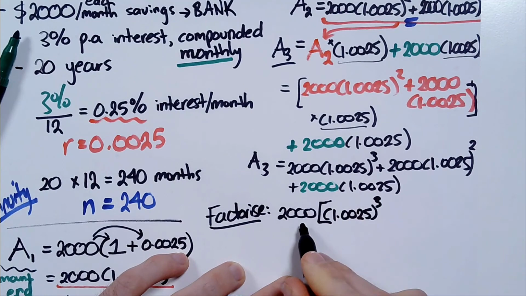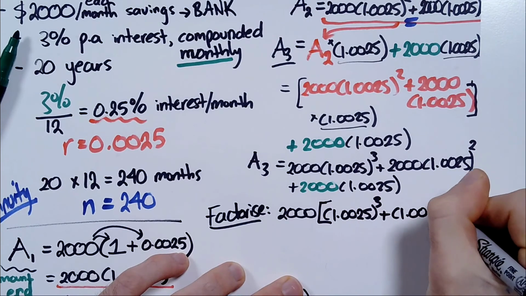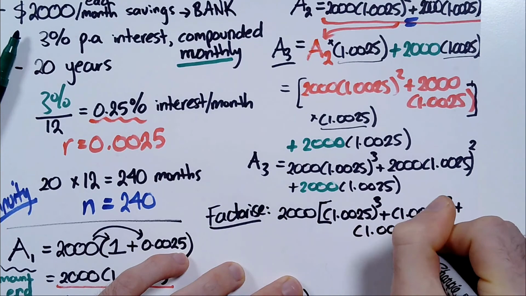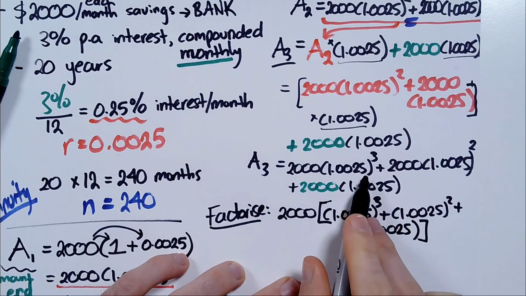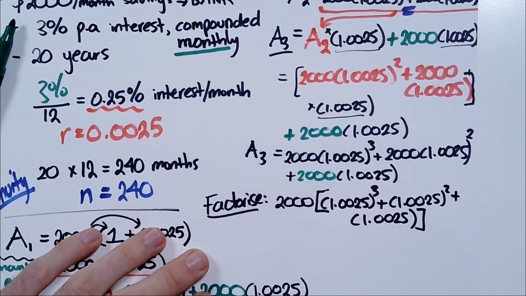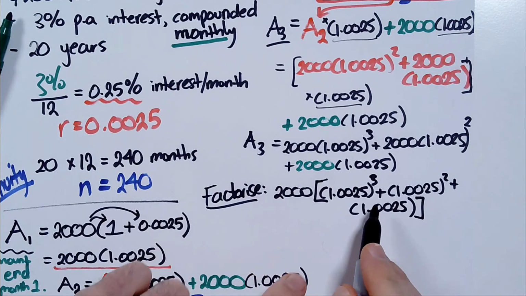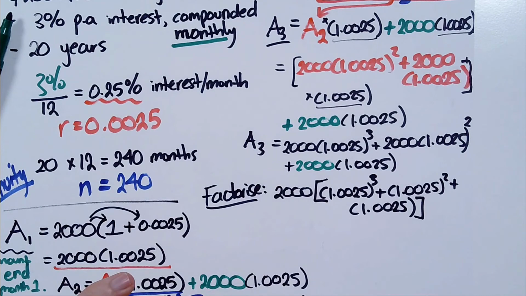Now I want to get back to the second term, so it's plus 1.0025 to the 2, plus the third term, which is 1.0025, and then close that square bracket. So that is the same thing as what we have there. Now that we've factorized it, we can clearly see a pattern. Hopefully you can see it. Within the square brackets, there is actually a pattern. Each term is going down or up by a multiple of 1.0025.